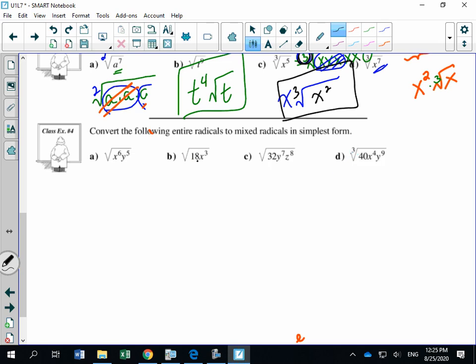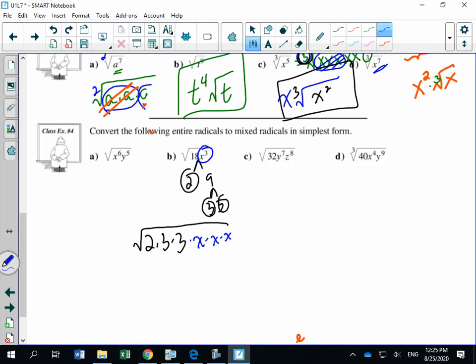So 18 is 2 and 9, 3 and 3. So 18 breaks down to 2 times 3 times 3. And then my x's, I've got 3 of them. So I just rewrite it, break down the number like we always do, break down the letters. Then check what your index is. So my index is 2.